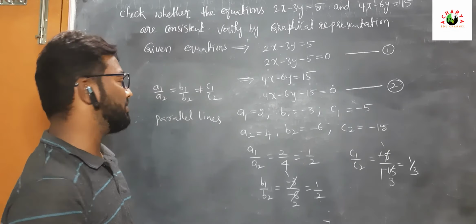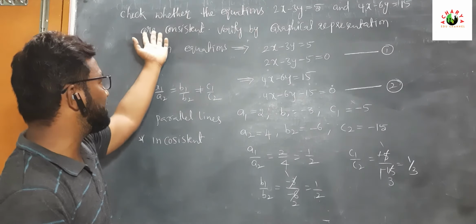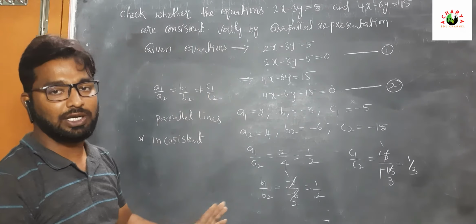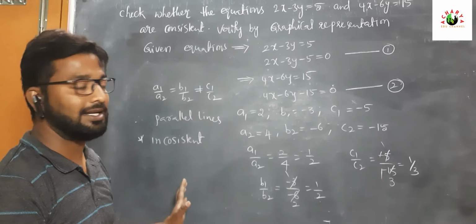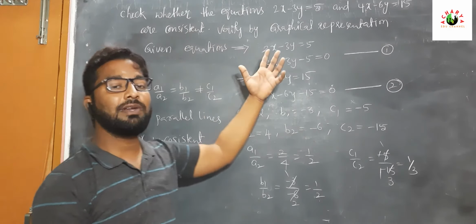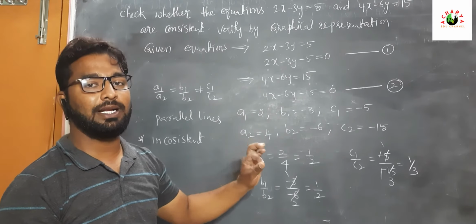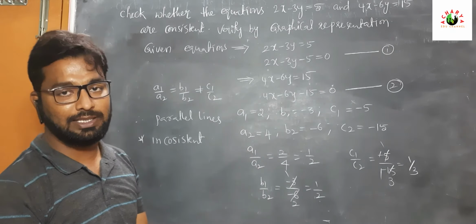Here the question is to check whether the given equations are consistent. It is not consistent, it is inconsistent. Why? Because these equations represent parallel lines. Parallel lines mean there is no solution, and the system is inconsistent. Now let us verify by the graphical method.